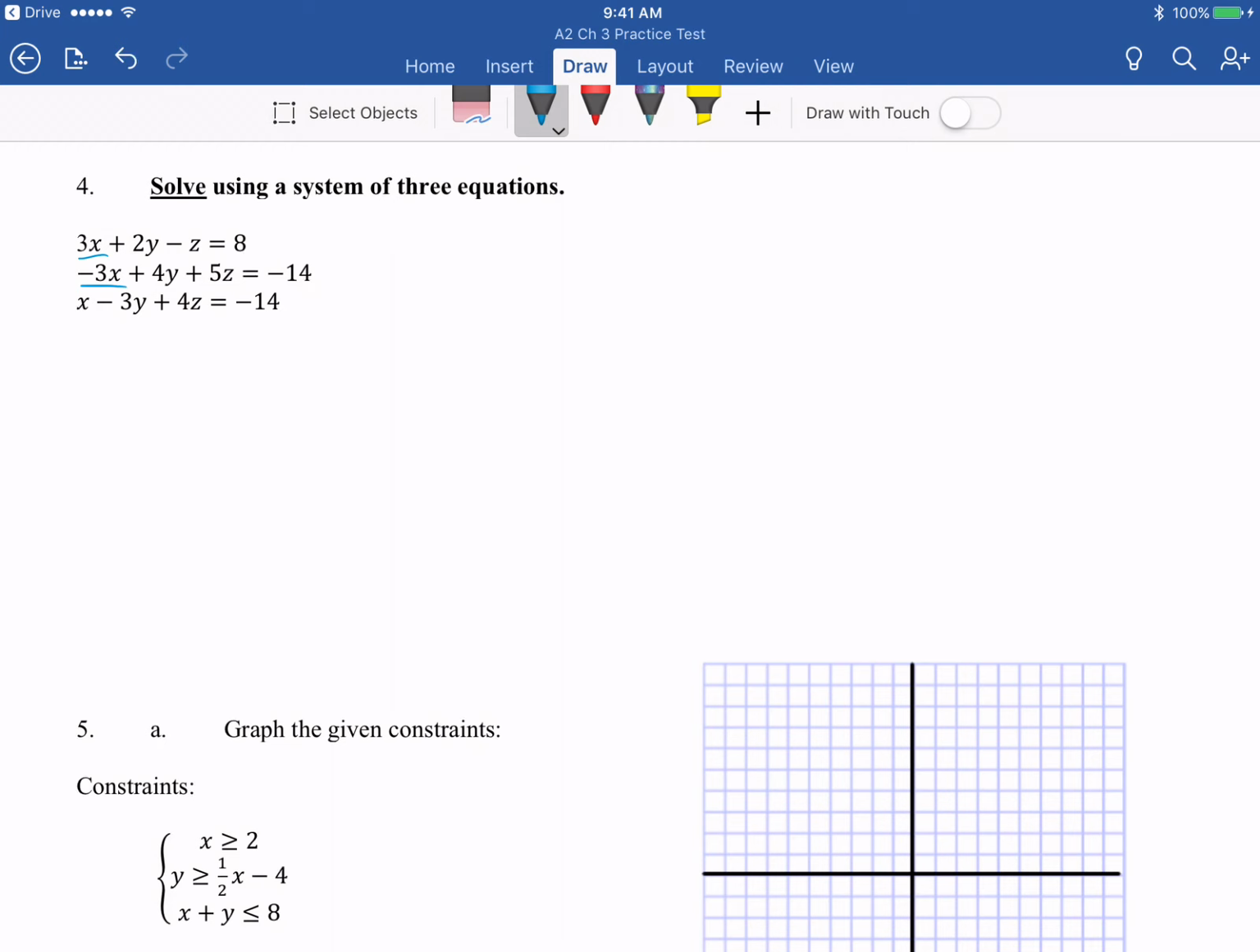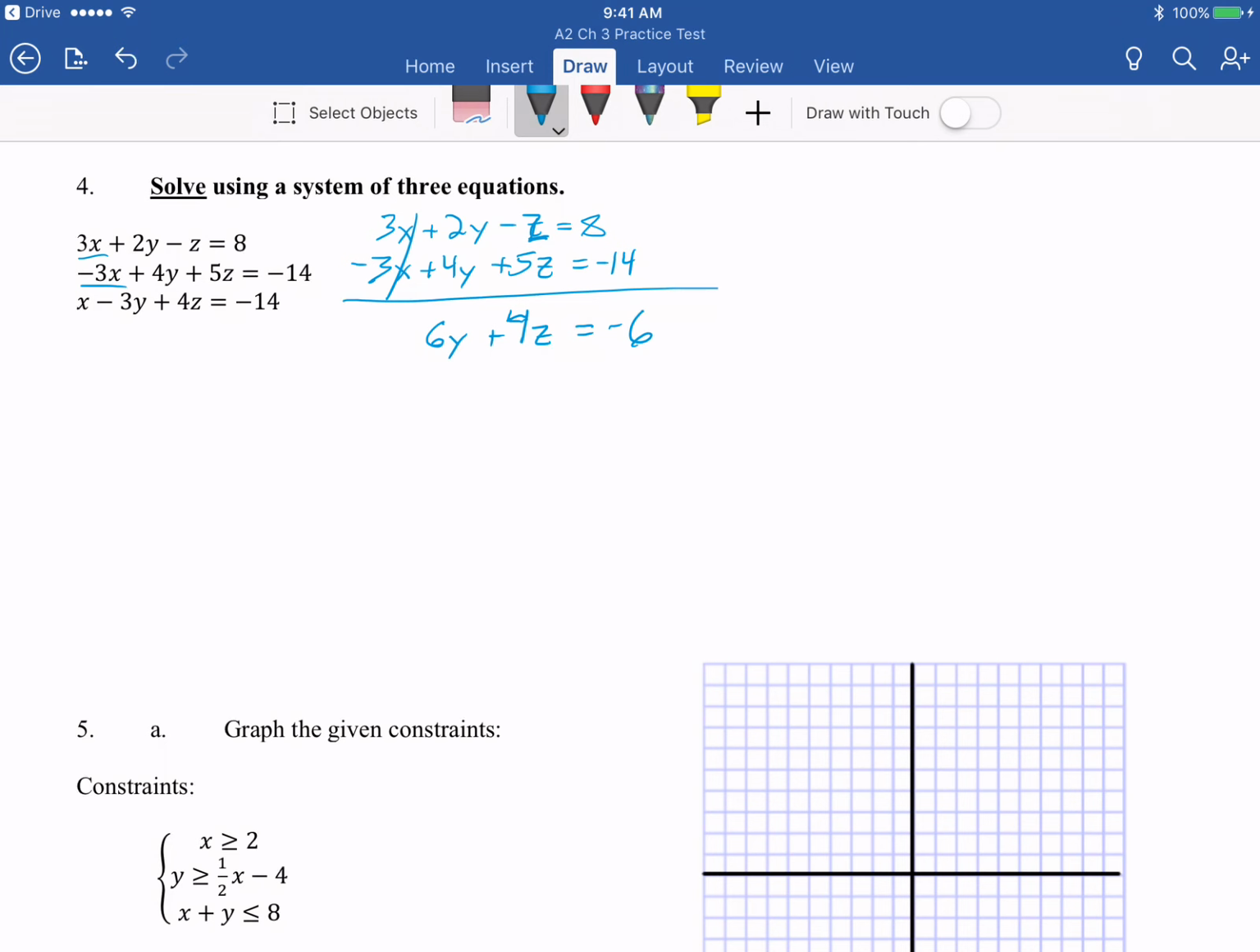So here, if I look, I have these two guys are going to cancel each other out. So I'm going to have 3x plus 2y minus z equals 8, and I'm going to add that with negative 3x plus 4y plus 5z equal to negative 14. Add these guys straight down, those go away. I'm left with 6y plus 4z is equal to negative 6. All right, this is a z. I thought that was a 7 for a second.